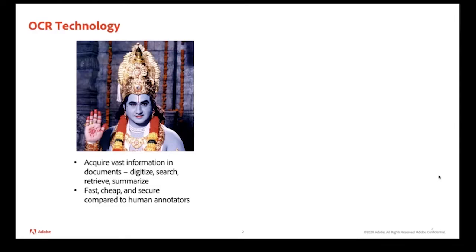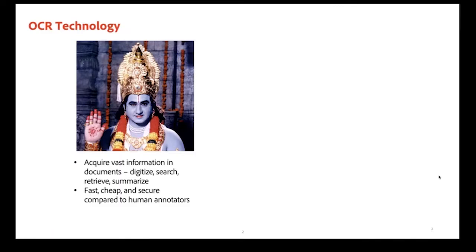OCR technology has been one of the success stories of the past 20 years for vision and deep learning. We can acquire vast amounts of information from historical documents. We can digitize them, search them, retrieve information, and do all other NLP tasks. We can extract a lot of knowledge from those documents. And the advantage is that it's faster, cheaper, and also more secure compared to humans scanning and annotating each and every letter. Secure in the sense that there could be some documents that you don't want people to read.